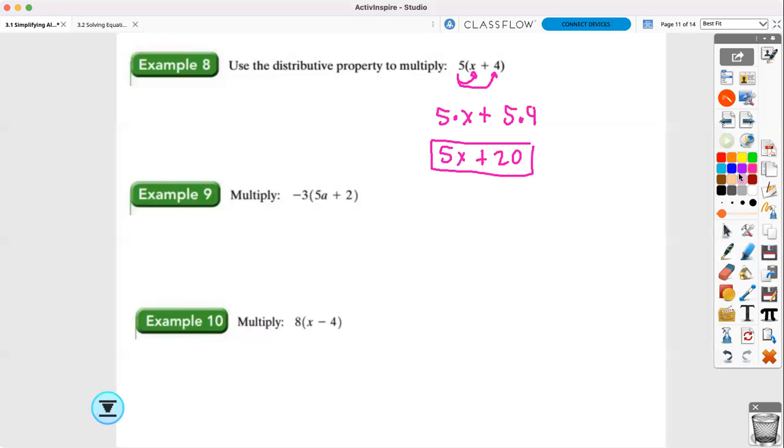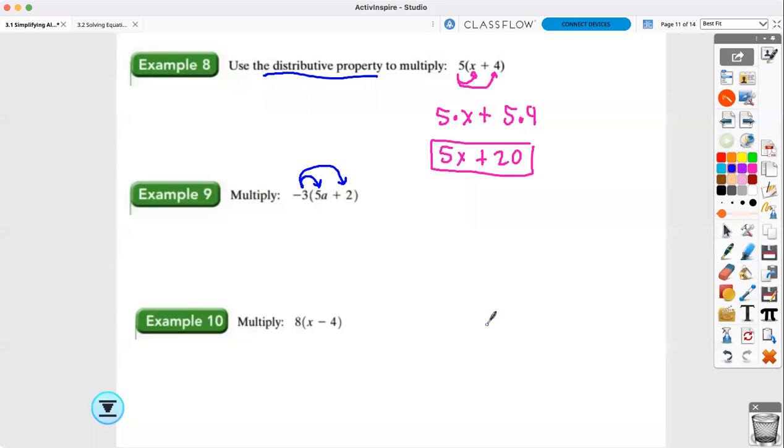So now let's take a look at example 9. We're going to multiply negative 3 times the parentheses 5a plus 2. This is still the distributive property. I'm going to draw arrows from the negative 3 to the 5a and negative 3 to the 2.